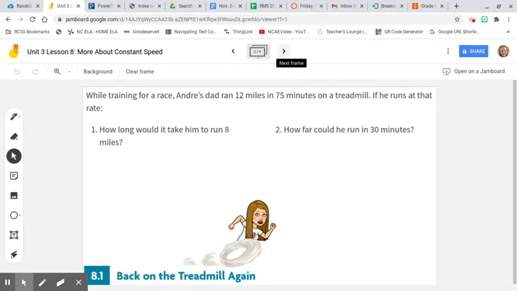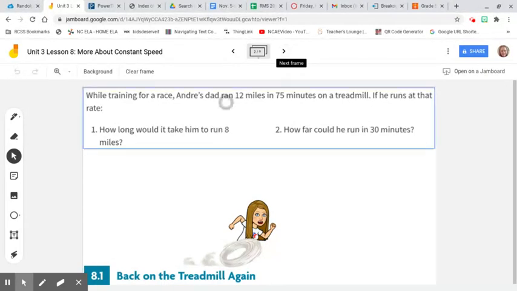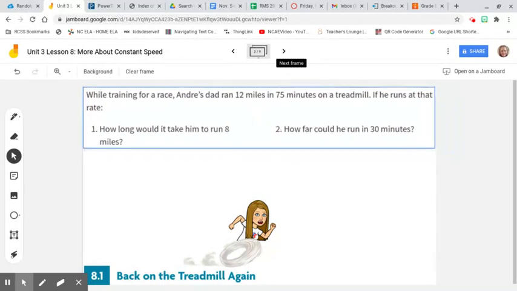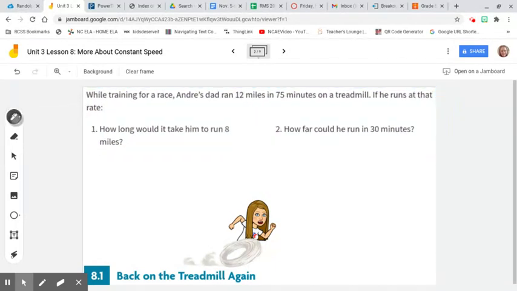The situation says, while training for a race, Andre's dad ran 12 miles in 75 minutes on a treadmill. If he runs at that rate, number one, how long would it take him to run 8 miles? And then how far could he run in 30 minutes?